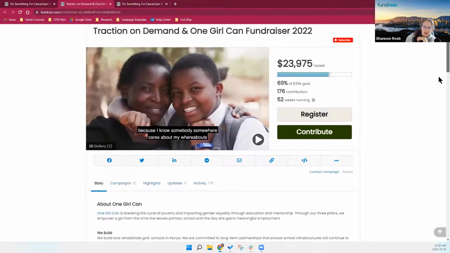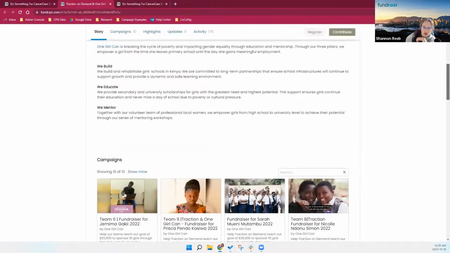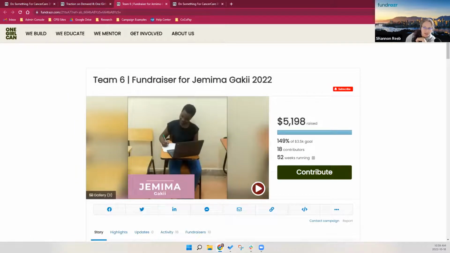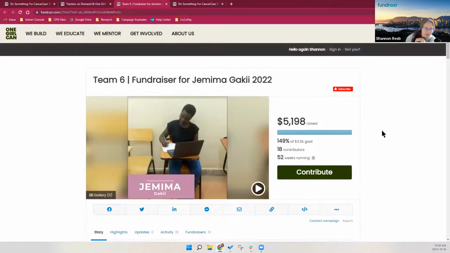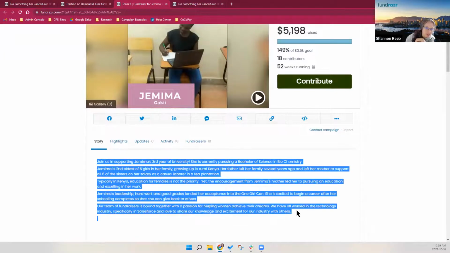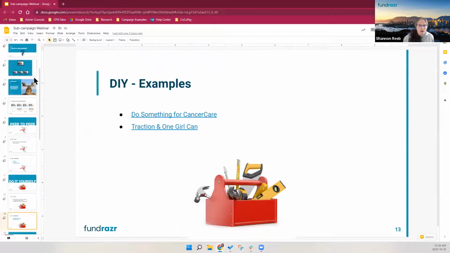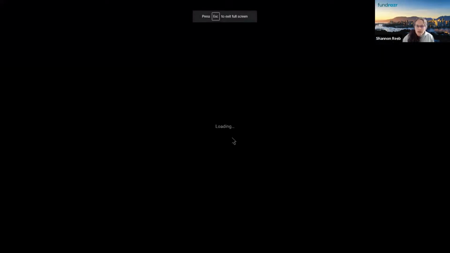This is the main campaign again, register button, contribute button. And then if we were to go and click on, let's click on Jemima here, you can see again, the campaign looks remarkably similar to the main campaign without a register button, and the share buttons are all still there. And then you've got Jemima's story here. So same basic idea as a peer-to-peer campaign, except no competition factor. All right, let's go back to our slideshow.